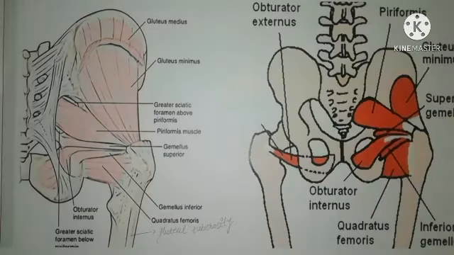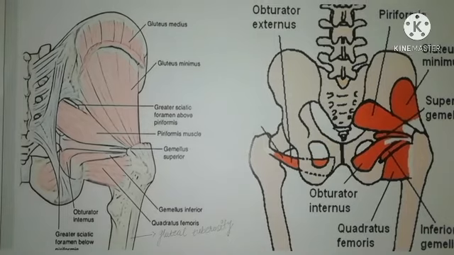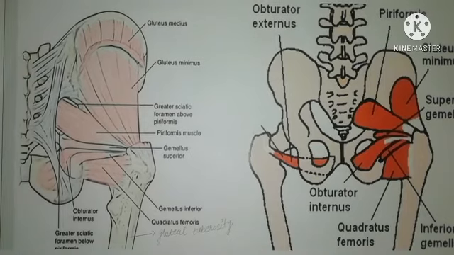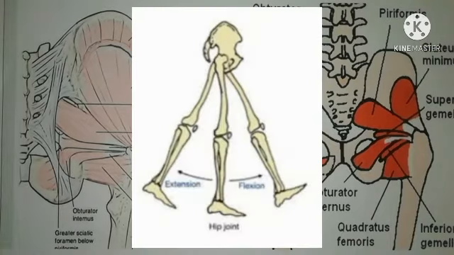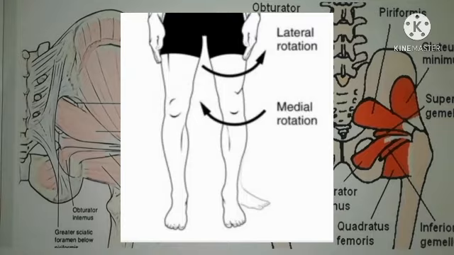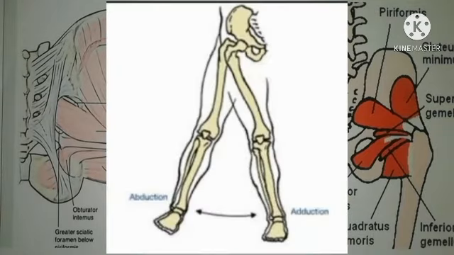Nerve supply of the Gluteus Maximus is the inferior gluteal nerve. The root value is L5, S1, S2. The action of this muscle is extension of the thigh, lateral rotation of the thigh, abduction of the thigh.